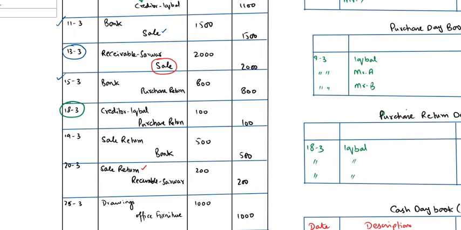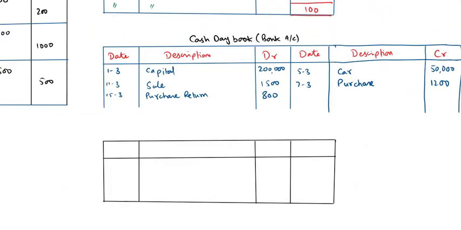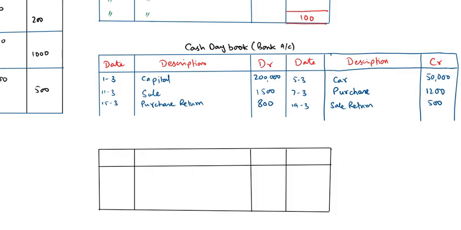The next cash or bank transaction is on 19th March. Here is the decrease in bank due to sale return. The customer returned goods to us, so we have to pay back the customer's amount. So the bank will decrease by 500 against the sale return on 19th March. On 19th March there is a sale return, and the amount of the sale return was 500. So this is how we are going to make the cash day book.